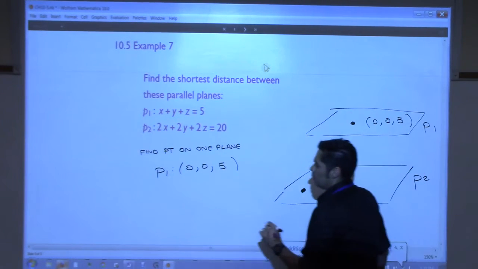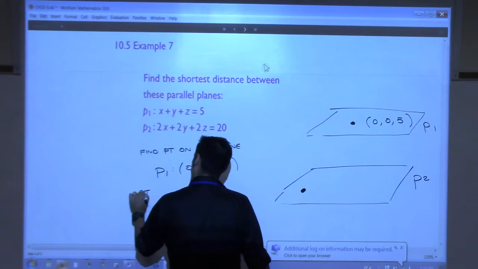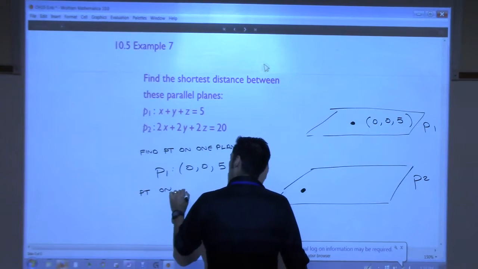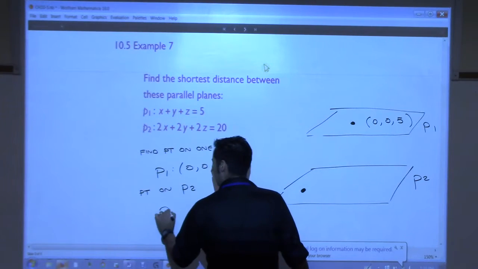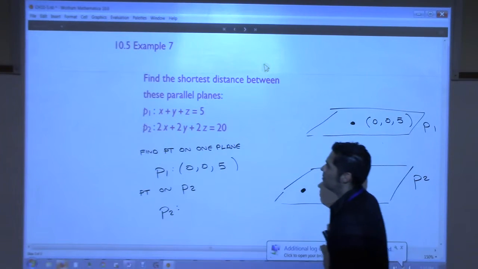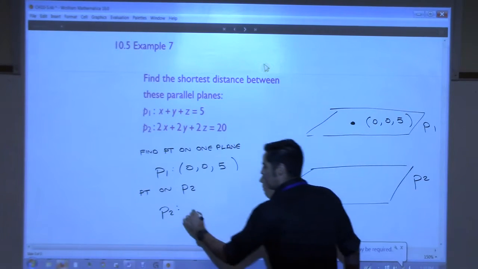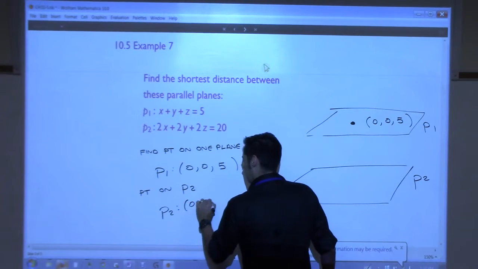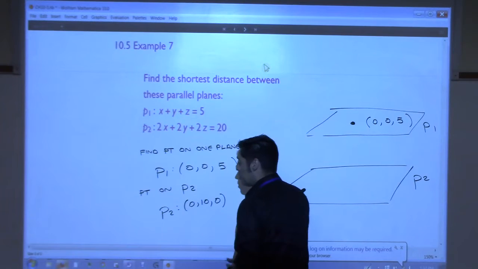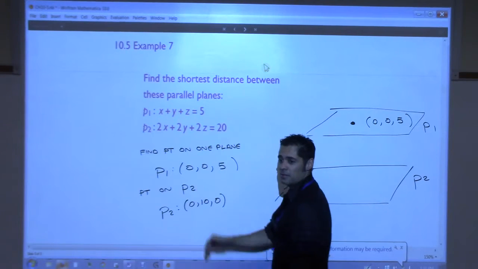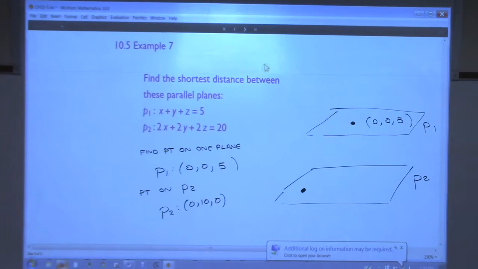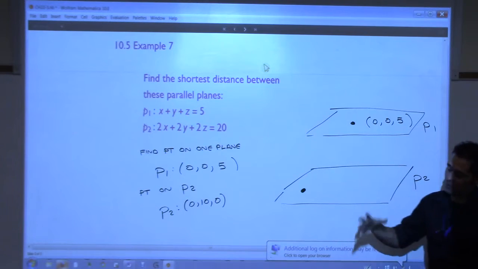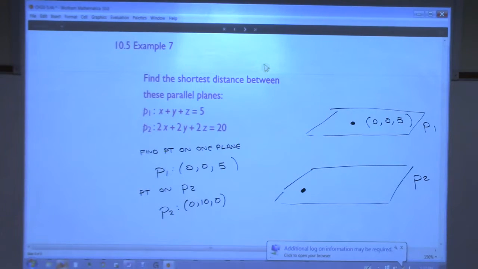So point on plane 2 is the next thing I'm doing. So what's a point on plane 2? 0, 10, 0. Good. I'll go with that. The good news is you have an infinite number of points you could have picked. The bad news is that when I'm grading these, everyone's going to pick a different point, and so I'm going to have to check to make sure you did it right. But we should all get the same distance, right? Okay. We should all get the same distance.